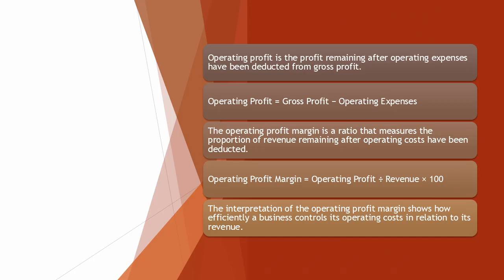Operating profit is the profit remaining after operating expenses have been deducted from gross profit. The operating profit margin is a ratio that measures the proportion of revenue remaining after operating costs have been deducted. It is calculated by dividing operating profit by revenue and multiplying by 100. The interpretation of the operating profit margin shows how efficiently a business controls its operating costs in relation to its revenue.